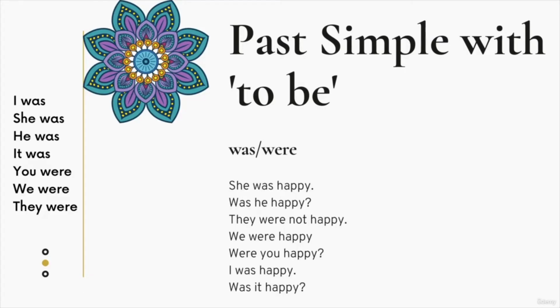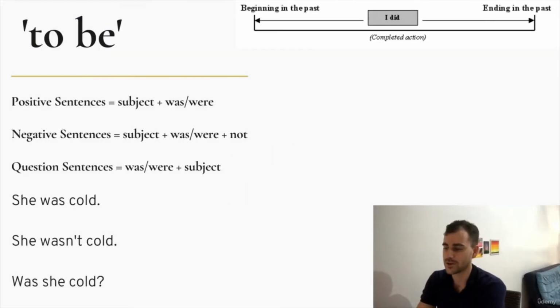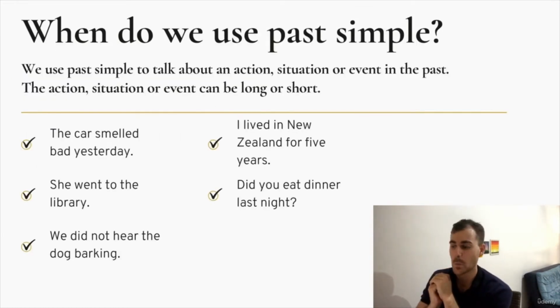We need to be careful when we use to be with the past simple. It comes in 2 different forms, was or were. Here's some examples. She was happy. Was he happy? They were not happy. We were happy. Were you happy? I was happy. Was it happy? Here's a look at to be with positive, negative, and question sentences. She was cold. She wasn't cold. Was she cold?